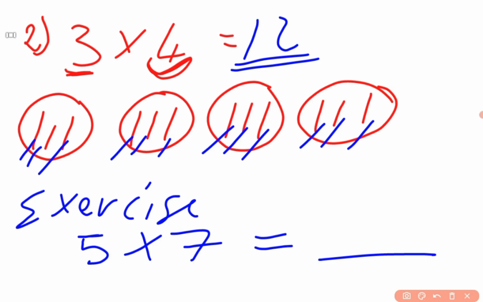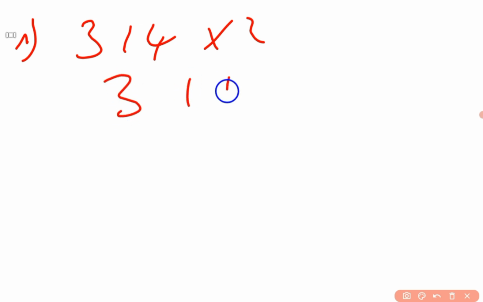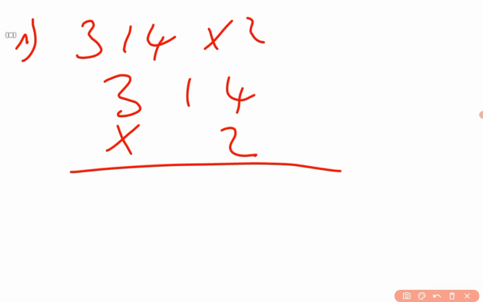Now, we'll go to the second part of multiplication, when we're multiplying a big number. Let's take the first example there. Let's say, for example, I'm multiplying 314 times 2. What will you do? You place the numbers 314 times 2. You do it like this. Your answer will be here.